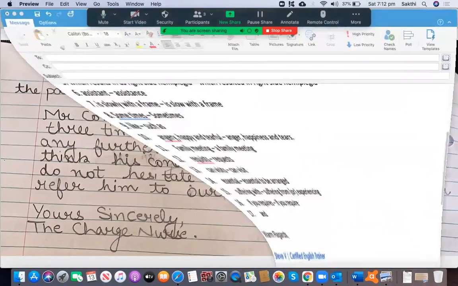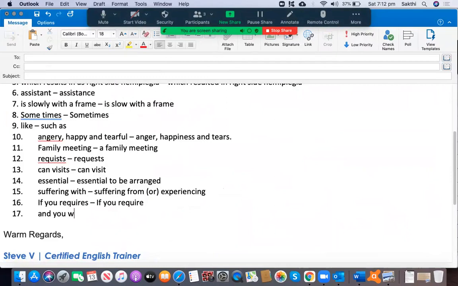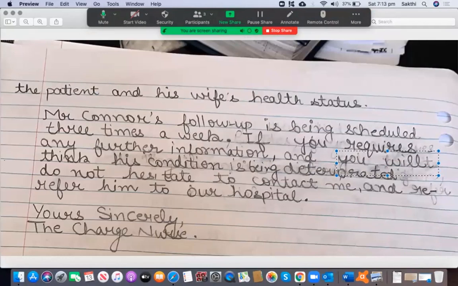And you will think. Okay, instead of that, you can just replace it with or. You can say if you require any further information, or his condition is being deteriorated. Okay, deteriorated, the spelling is correct. Do not hesitate to contact us.